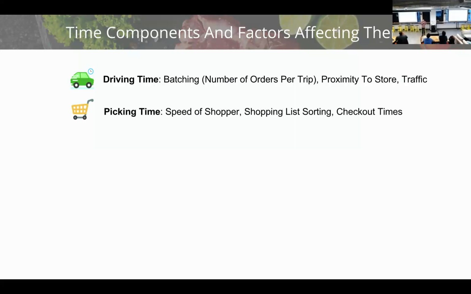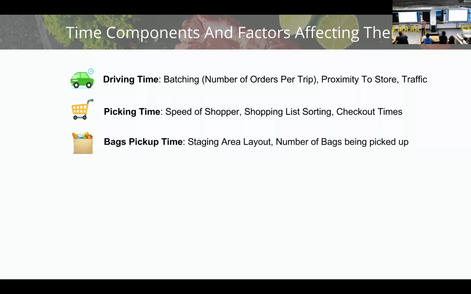And the next one is picking time. This depends on how fast the shopper is. We have some shoppers who are inherently very fast. They have a pretty good mental model of the store, whereas some are not as good, especially the new ones, who take some time to get better. It also depends on the list sorting. The shopper app has a list of items that the shopper needs to pick, and depending on how efficiently we sort this, they can do things in a faster way. And this is exactly what Jeremy is going to talk about next. It also depends on the checkout times at the store. If the lines are really long, then obviously it takes more time to pick the items.